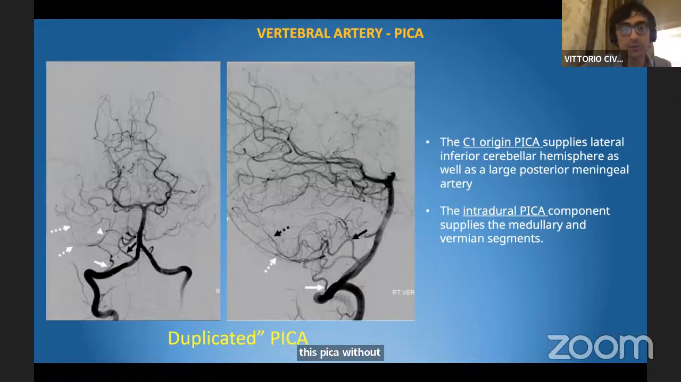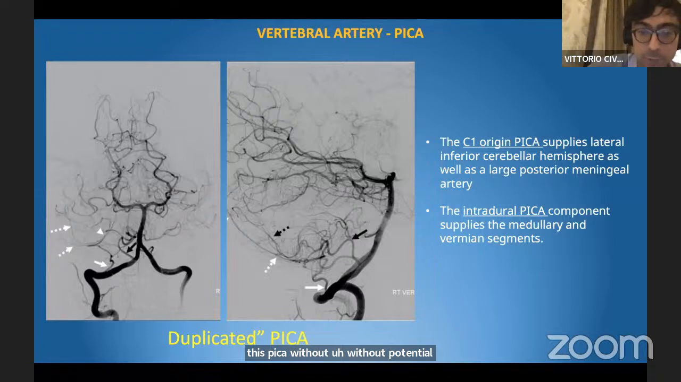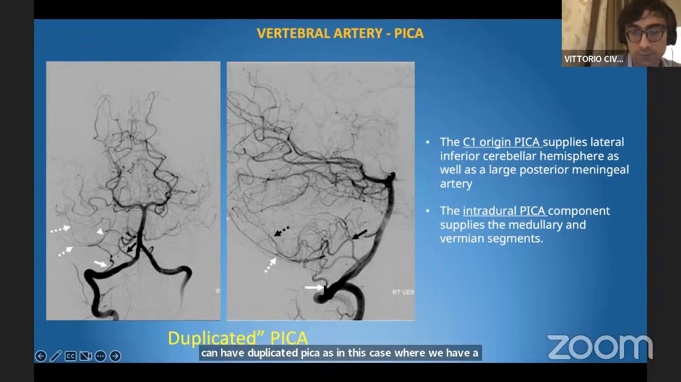So it can allow us, for example, to sacrifice, if needed, this PICA without potential spinal cord damage. We can have a duplicated PICA, as in this case, where we have two origins, one from the extradural and one from the intradural segment, and the extradural will take charge of the vascularization of the cerebellar hemisphere, while the intradural component supplies the medullary and vermian segments.